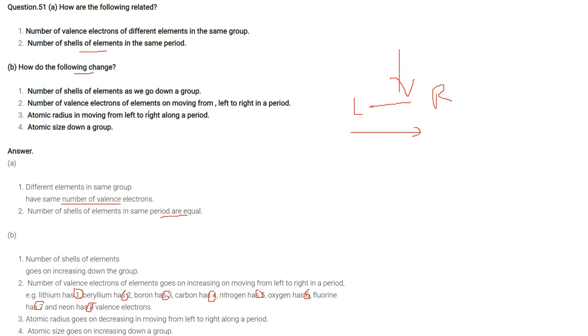Atomic radius in moving from left to right along a period. So atomic radius goes on decreasing when we move from left to right along a period. Atomic size down a group, like this, atomic size goes on increasing down a group.